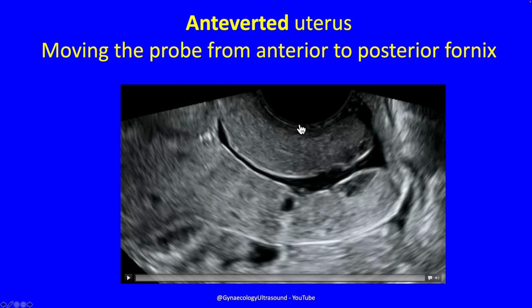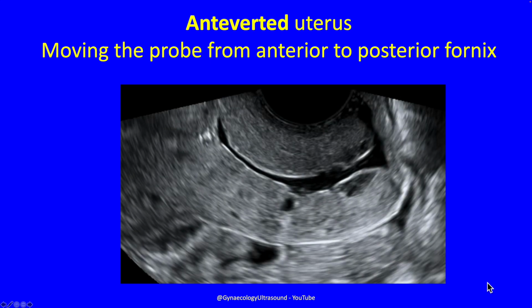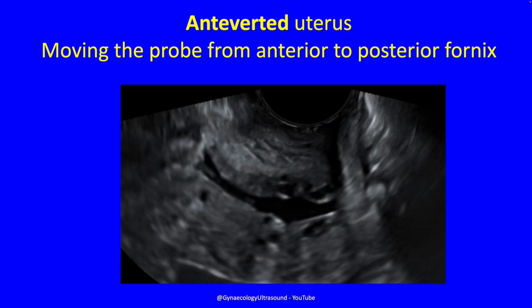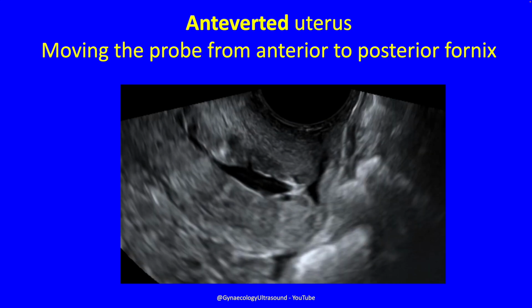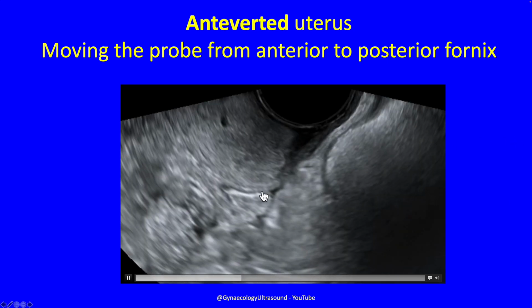If we're in an anteverted uterus, we usually are in the anterior fornix. How do we move the probe from the anterior to the posterior fornix, to that pocket? The way you do it is you need to withdraw your probe very slightly and then angle it backwards. You can see here I am angling the probe backwards toward the patient's sacrum. I'm going to withdraw the probe slightly, angle it backward toward the sacrum, and then gently insert it into the posterior vaginal fornix.